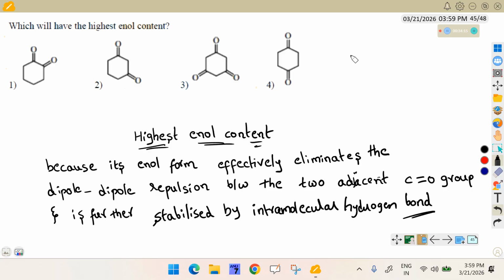Which will have the highest enol content? The first one has the highest enol content. How? Because two electron groups are present at adjacent positions. Repulsions increase, so enol content also increases.